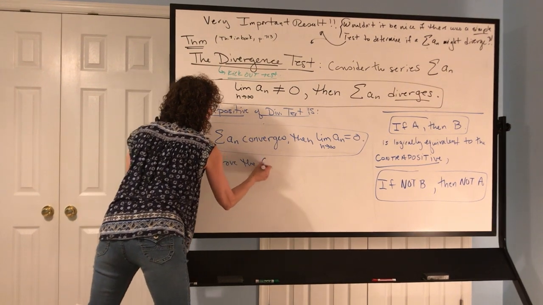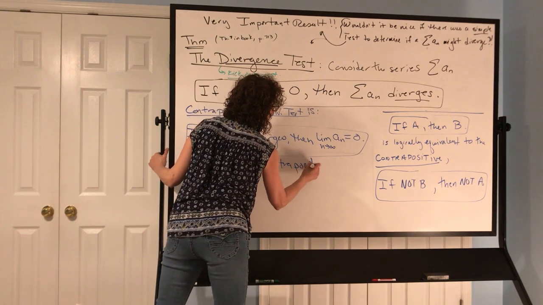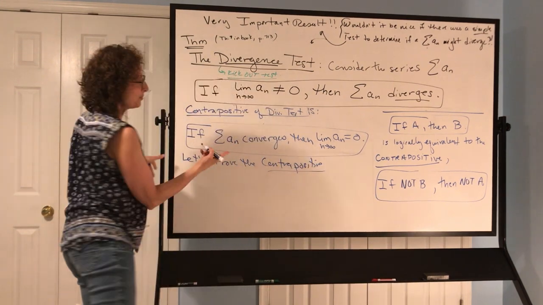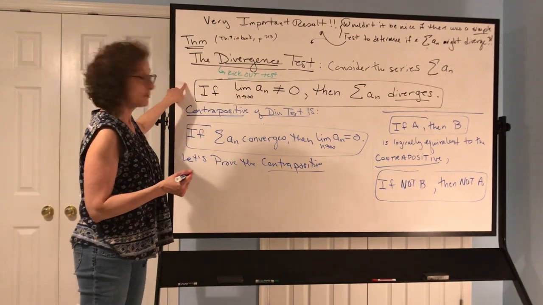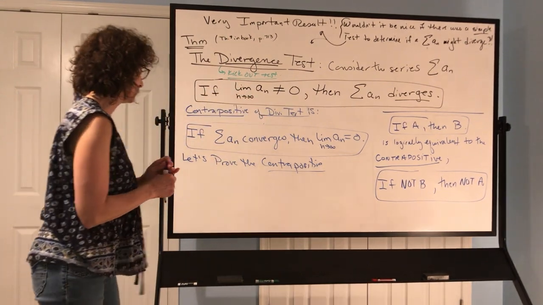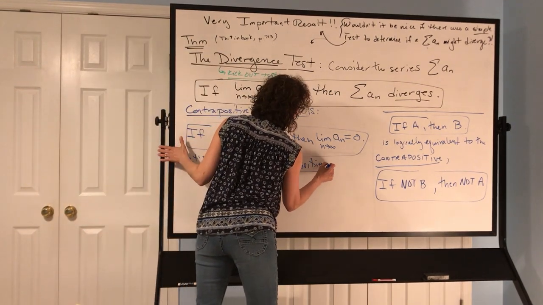Let's prove the contrapositive. And the cool thing about logically equivalent statements, right? If we prove the contrapositive, we've proved the original statement. So if we prove this, we prove that. Yeah, that's pretty awesome. Let's prove the contrapositive of the divergence test, which proves the divergence test.